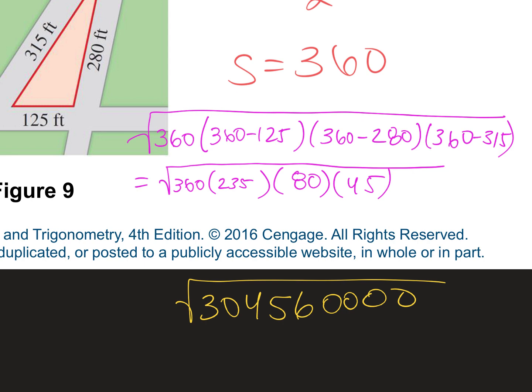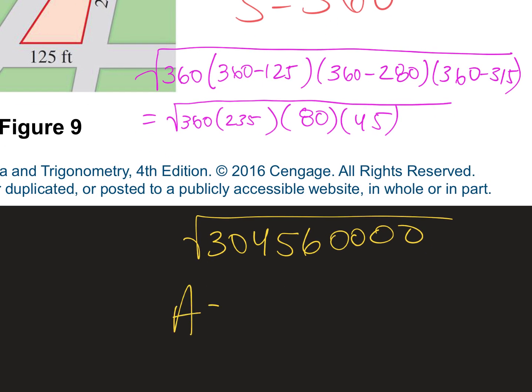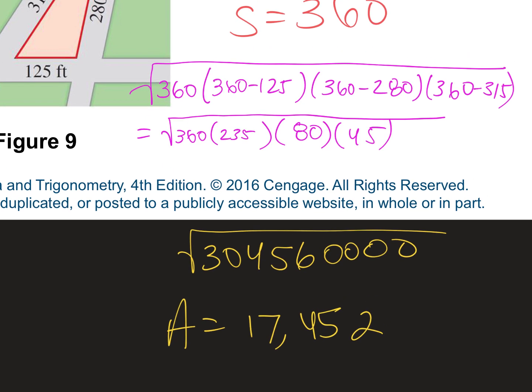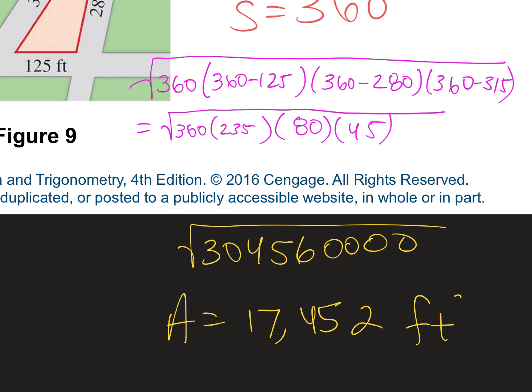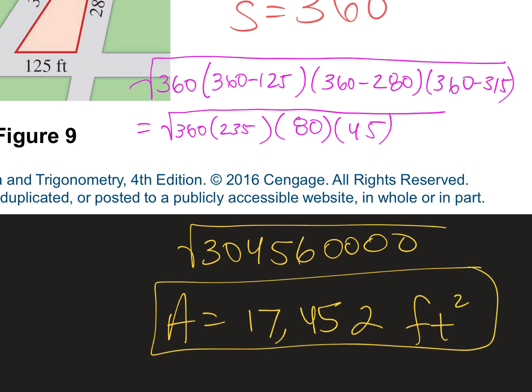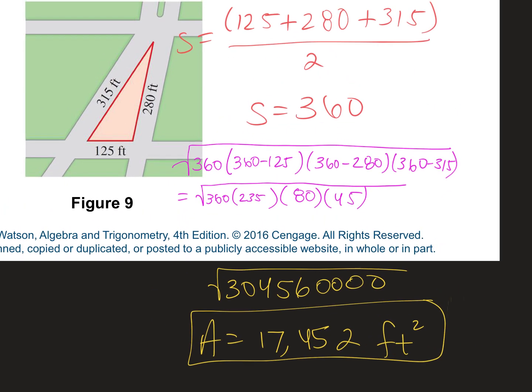So second square root, second answer. What is the area of this, to the nearest whole number? 17,452. And what do we talk about? Feet. And since it's area, it's squared. You have to have your units squared. But to use Heron's formula, it's going to say using Heron's formula, and I'm going to give you the formula. You just add up all three sides, divide by 2, and then you subtract that S value from each one of them underneath the square root. Super easy.